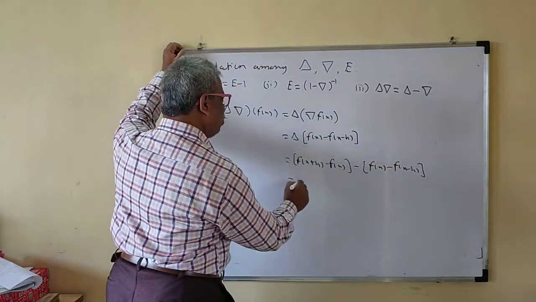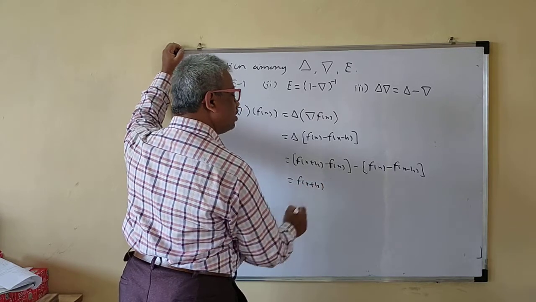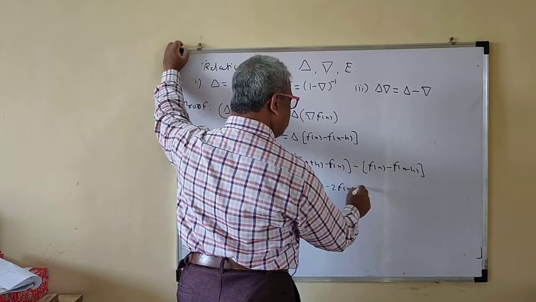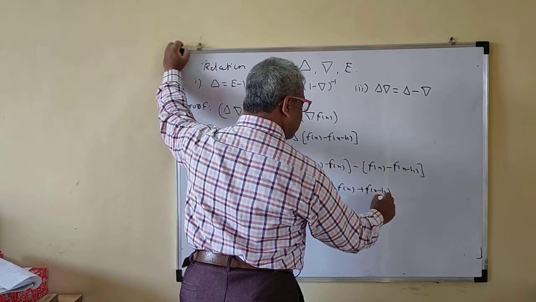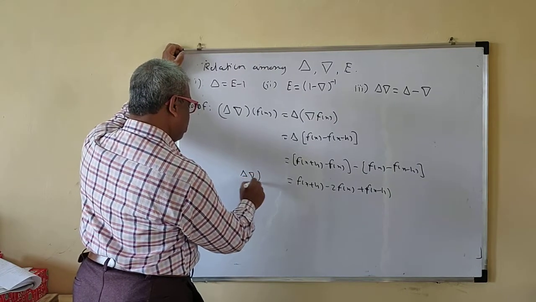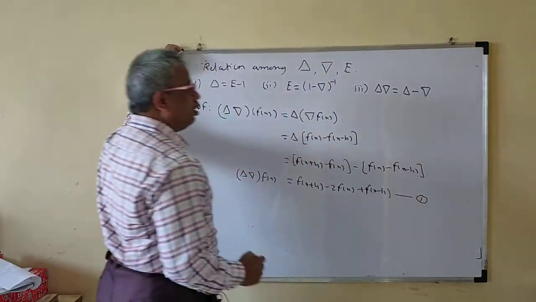So what is this? f of x plus h, f of x plus h. This is minus minus, so minus 2 f of x plus f of x minus h. Okay, so this is forward into backward of f of x. I call this 1.